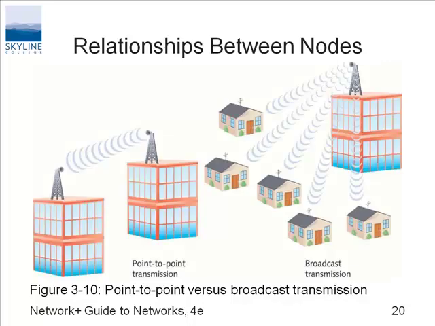Relationships between nodes, and the nodes here we're going to talk about, and there are two basic ways we can do things, point-to-point or point-to-multipoint. They're both represented here. These can be wireless. Wireless is represented here. They can also be wired.